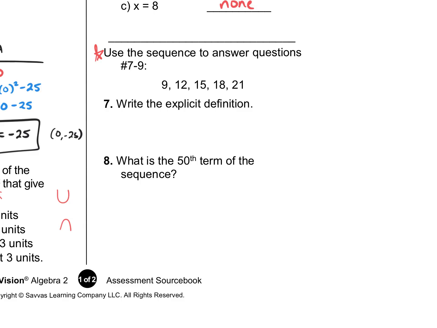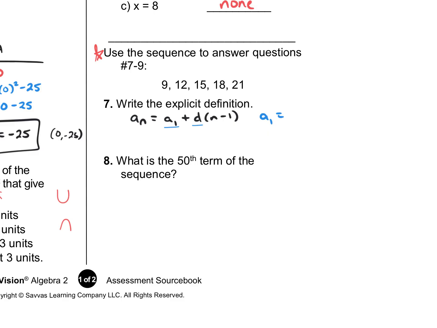Okay, so I want everyone to write this definition down. Our explicit definition is a_n equals a_1 plus d times (n minus 1). There are 2 things we need to write the explicit definition: we need a_1 and we need d. What does a_1 stand for? First term, right?